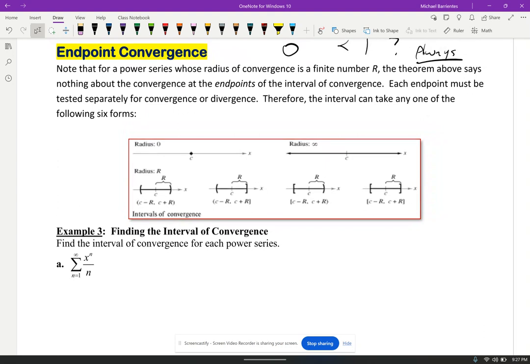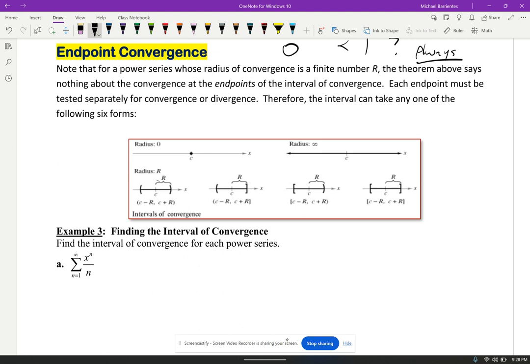So, what if my radius is not zero, meaning there's only one point where it converges, and that would be the center point? What if my radius is not infinity? That means that any x value would cause the power series to converge. What if my radius is an actual value? That means that the r, the radius, represents the distance from the center both to the left and to the right, kind of like the width of this interval.